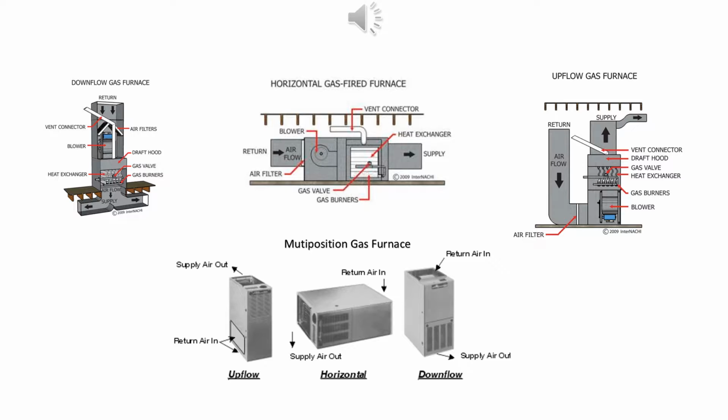An upflow furnace has the supply ductwork attached to the top and the return air attached on the side at the bottom of the furnace. An example of where you might see an upflow furnace could be a home where the furnace is installed in the basement and the ductwork is above the furnace. A multi-position furnace is built so that with a few minor adjustments, it can be used in different positions depending on the ductwork.